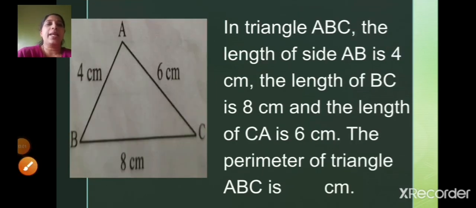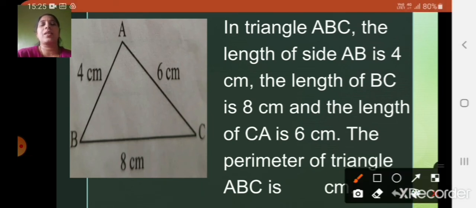In triangle ABC, the length of side AB is 4 centimeter, the length of BC is 8 centimeter and the length of CA is 6 centimeter. The perimeter of triangle ABC is dash centimeter. Now children, you can see there are three sides for the triangle: length AB, length BC and length AC. So all the three sides we are going to add.